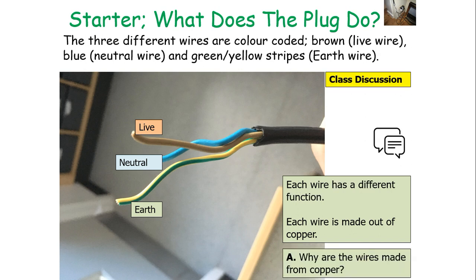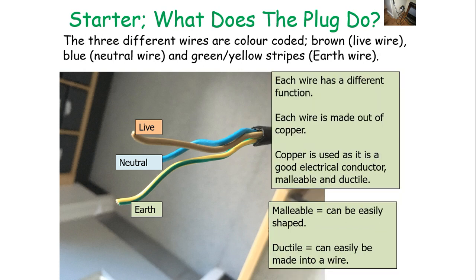But why do we make the wires out of copper? Well, we do this because copper is a good electrical conductor, so it'll carry the charge with little resistance. It's malleable, so it can be easily shaped into the correct shape you would like it, and it's ductile because it can be made into a wire very, very easily.